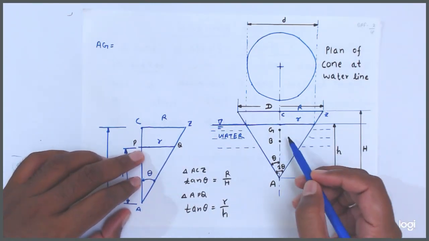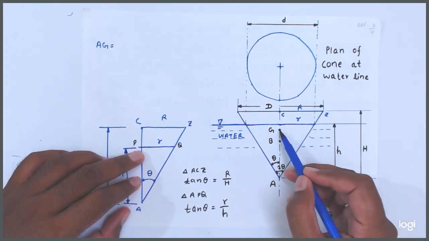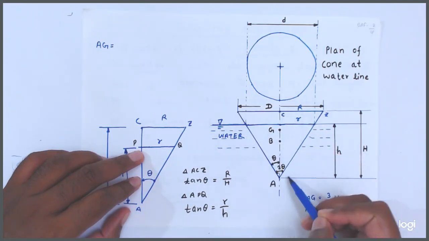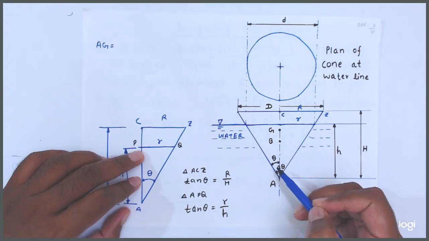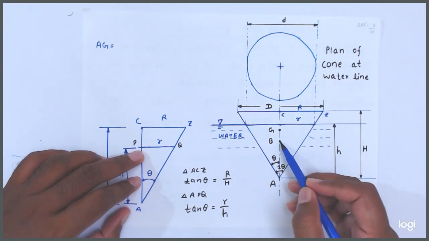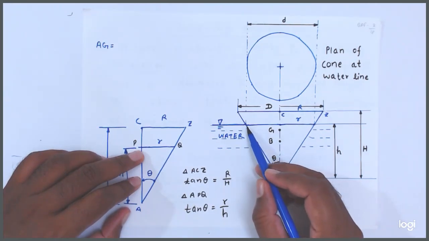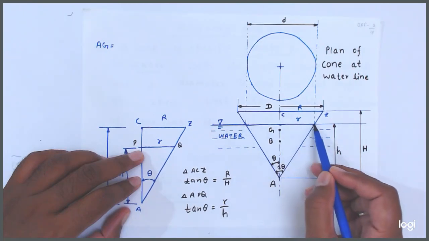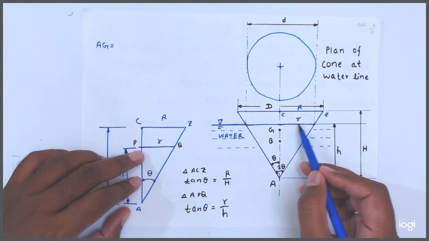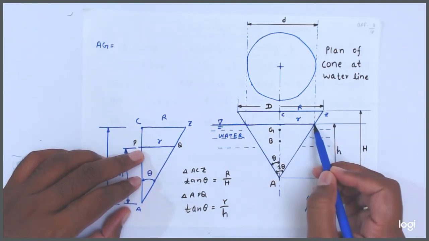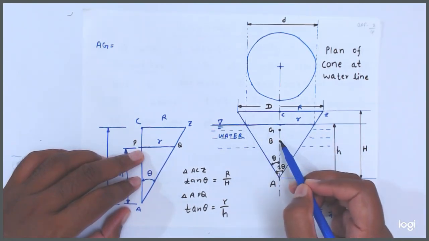Now you see here, friends, these 2 points: G is the center of gravity of the whole body, and B is the center of buoyancy, which is at the center of volume of liquid displaced. So this much volume of liquid is going to be displaced. So what will its center be? Its center will be the center of buoyancy.